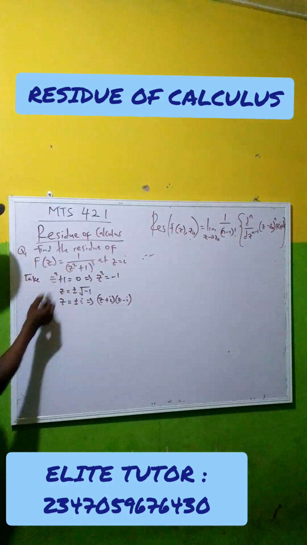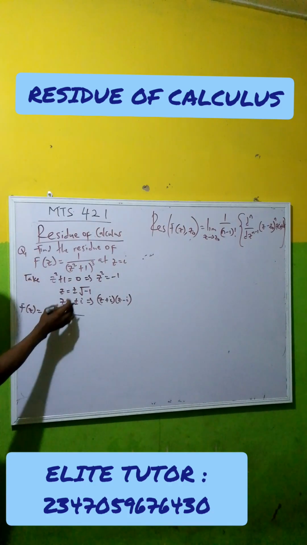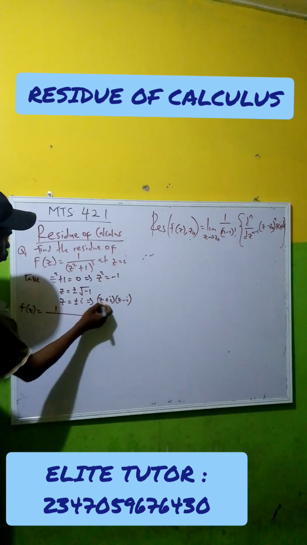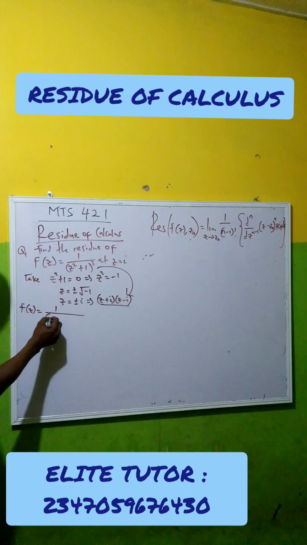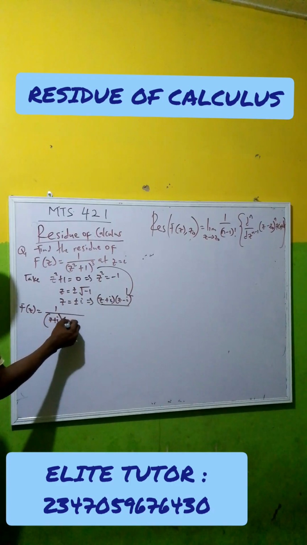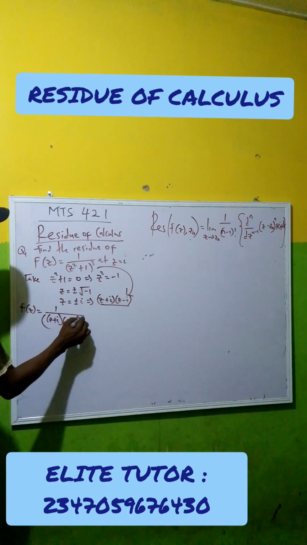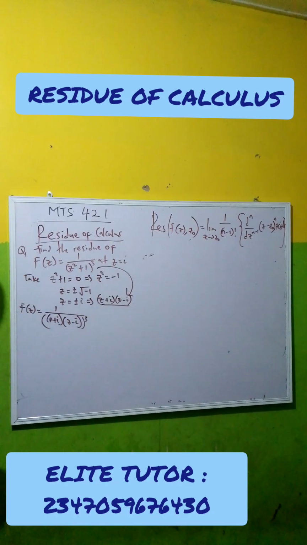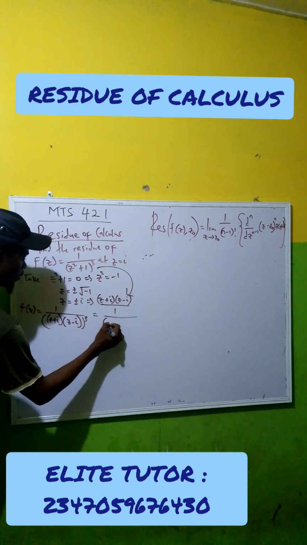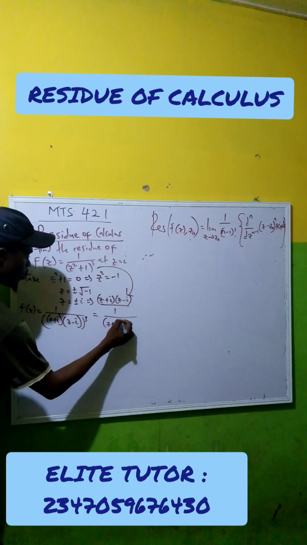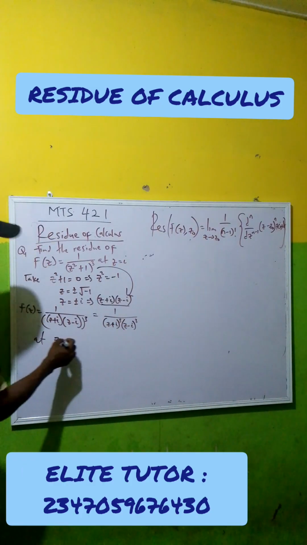So at the end of the day, f(z) equals 1 over, and what we brought out is still the same thing as this. Don't forget, it was the one we interpreted to this. So we put it back into the bracket: (z plus i) times (z minus i), all carrying cube. Are you with me? So we now have the expression in the form 1 over (z plus i) cubed times (z minus i) cubed.